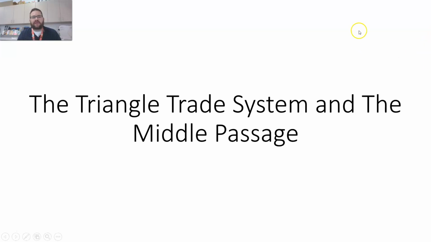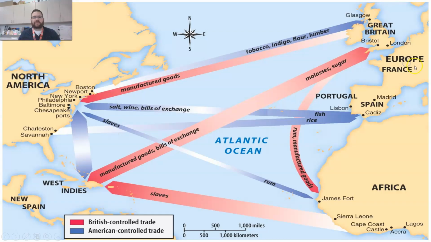So we're going to begin by looking at a slide that helps us understand the triangle trade system, and then we will shift our focus over to the Middle Passage and the impact of the slave trade system that existed. So there is a lot of information on this slide. So as we look at this, I hope that we can first look down at this legend.